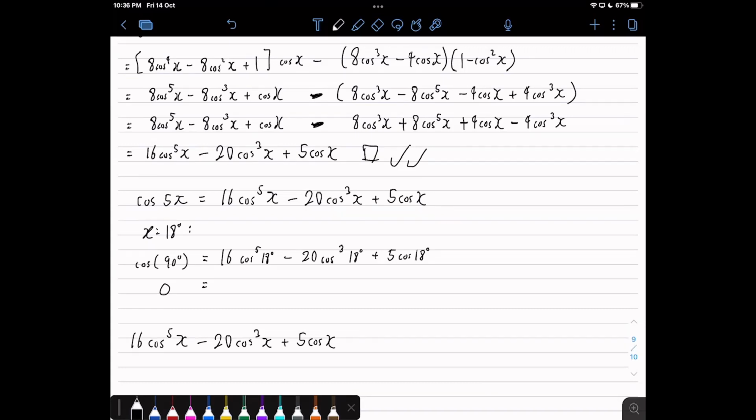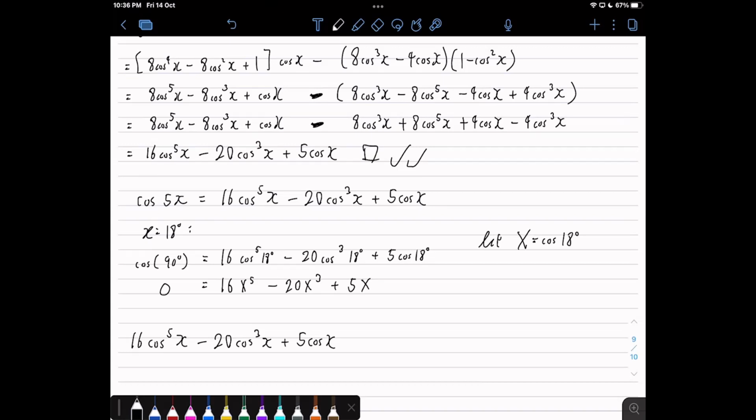Now our objective is not to know that, it is to realize that we can do a clever trick here. We can let capital X equal cosine 18 degrees. Look carefully. So that means we end up with 16x power 5 minus 20x cubed plus 5x equals 0.